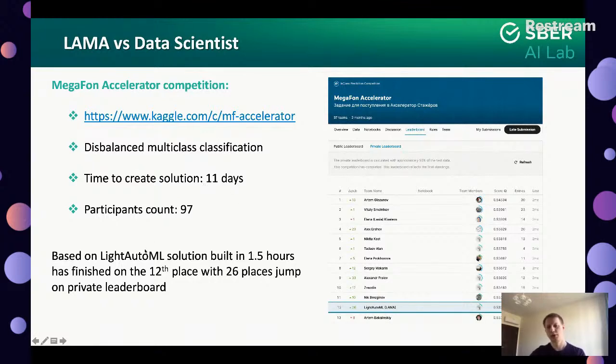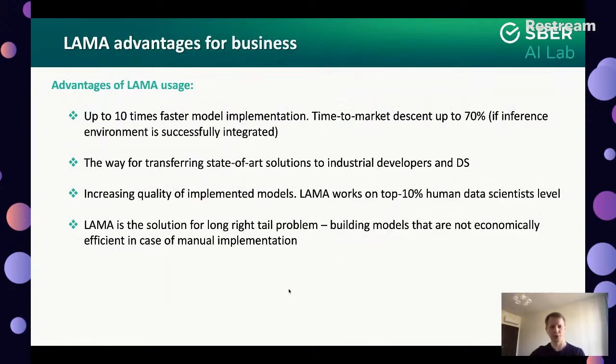And here we built the solution based on AutoML, and it was built in 1.5 hours. And here we finished in 12th place out of 97 teams, with a huge jump from the public leaderboard to the private. So we believed in our model, and it helped us to be better on private, on new data that nobody can see before. So that looks cool.